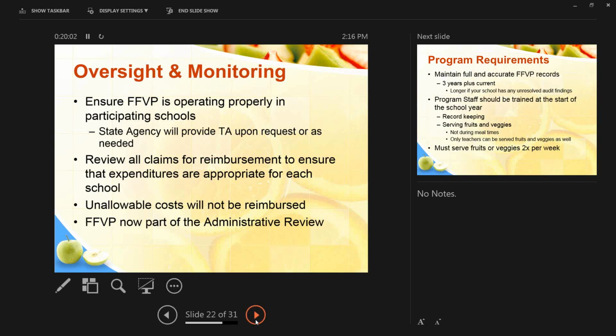And also the Fresh Fruit and Vegetable Program is now part of the administrative review, and ELCO is going to be getting an administrative review this year, so we will be looking at the Fresh Fruit and Vegetable Program during that process.